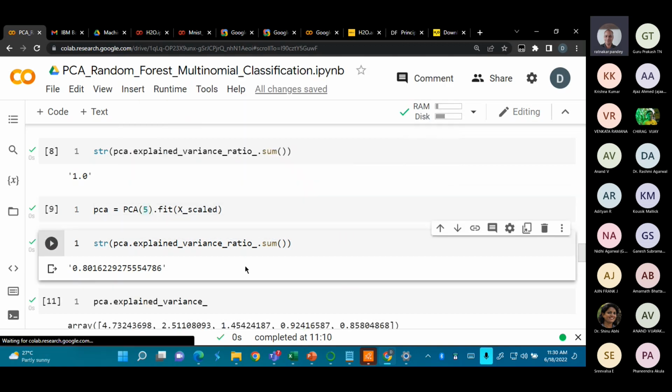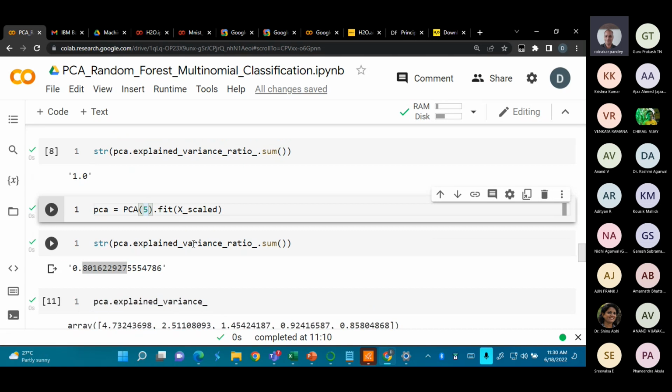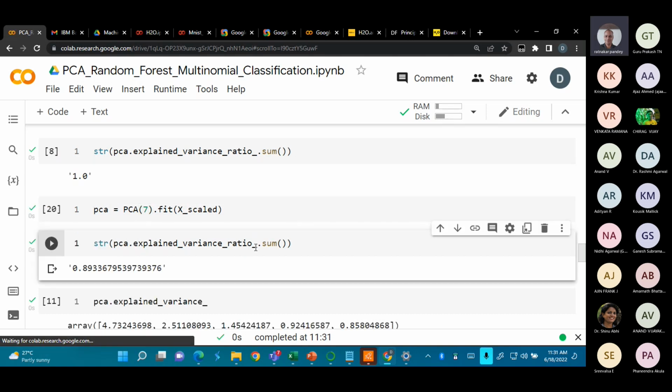Now, because I know 5 components will give me 80% of the data's explaining power, I'm going to choose 5. Let's say your business is not 80%. I need to have 90%, right? So I can always go and say, let's say, what is happening? Okay, num lock is not working. So let's say 7. I can fit a PCA with 7 components.